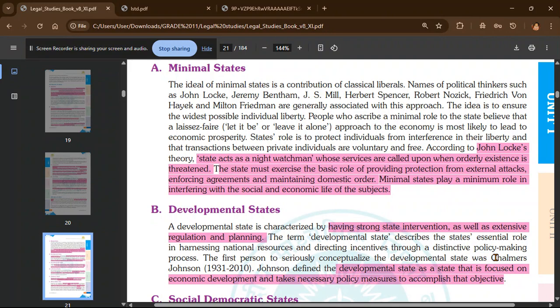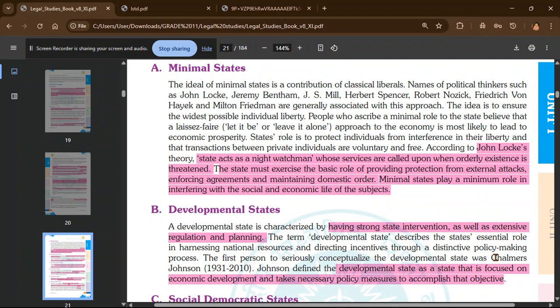मतलब उसकी जो services है वो तब बुलाई जाती हैं जब हमारा state is threatened, जब हमारे देश में खतरा होता है. Whose services are called upon when orderly existence is threatened, जब जो normal course of existence है वो threaten होता है. So the state must exercise basic role of providing protection from the external attacks, enforcing agreements and maintaining domestic order. Okay, so minimal states play a minimum role in interfering with the social and economic life of subjects. So state must exercise basic role.